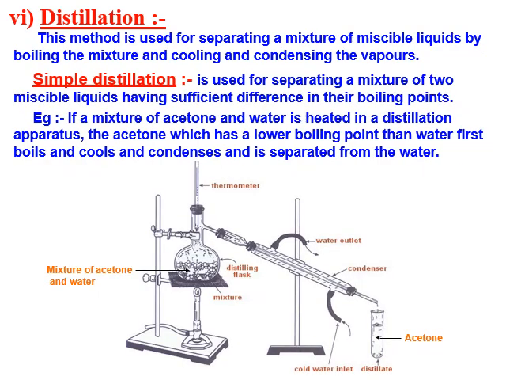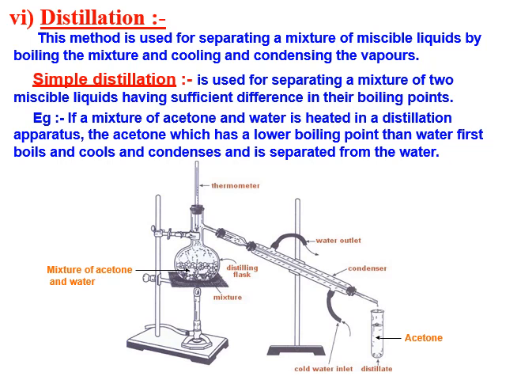Another technique is distillation. This method is used for separating a mixture of miscible liquids. Miscible means soluble with each other or dissolving in each other, by boiling the mixture and cooling and condensing the vapor. Simple distillation technique is used for separating a mixture of two miscible liquids having sufficient difference in their boiling point.